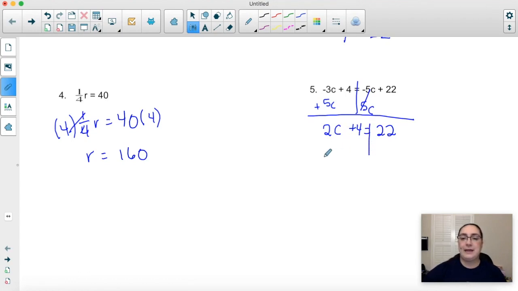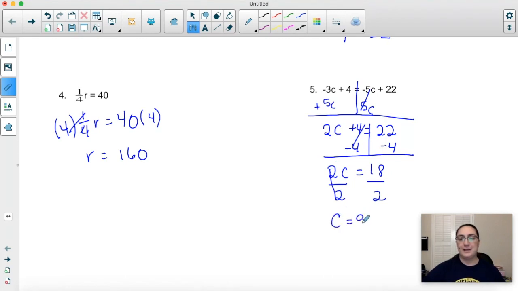Okay, we're going to go ahead and move the constants with each other. So positive 4 becomes minus 4 and minus 4. These cancel each other out, so you end up with 2c equals, now 22 minus 4 is 18. And then here you want to get c alone, so we're going to go ahead and divide because we're doing the inverse operation. We're going to divide both sides by the coefficient here. And the coefficient is 2, so it's divide by 2, divide by 2. 2 over 2 cancels out, so c equals 9.